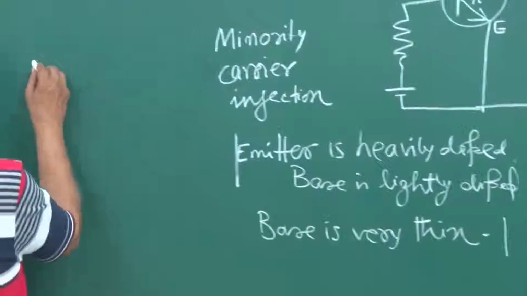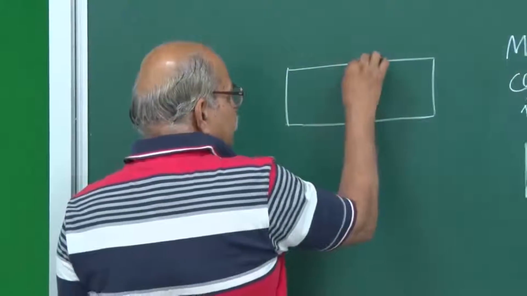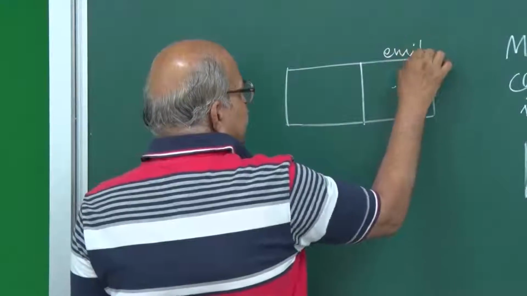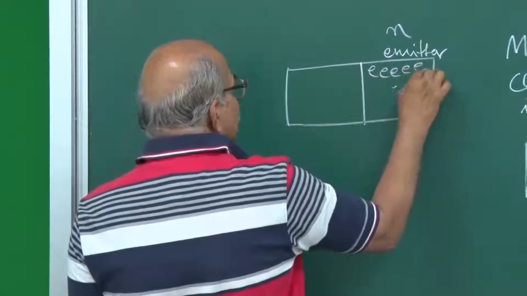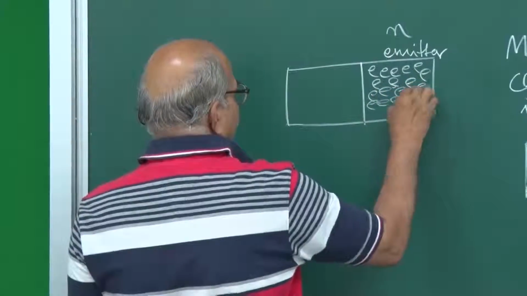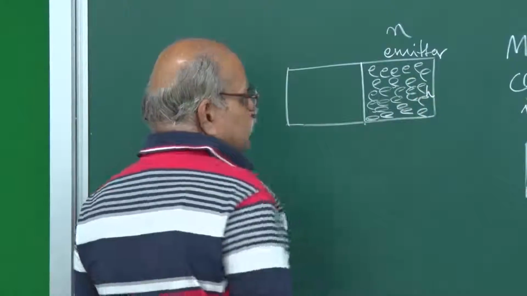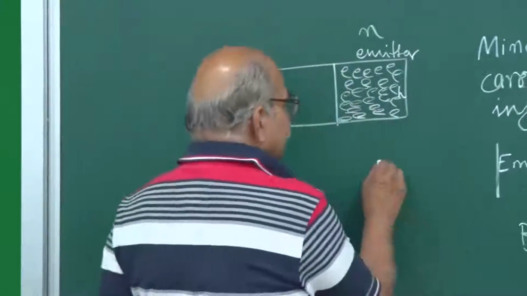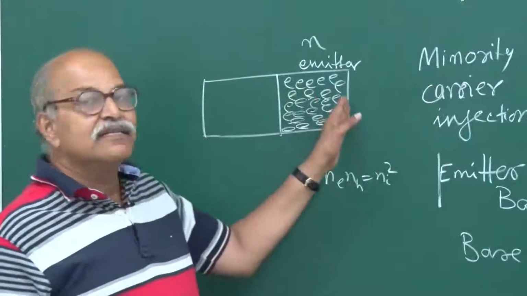So now the situation is something like this. First let us think of this first junction. This is emitter, which is N-type, which is heavily doped. That means a lot many electrons there. Lot many electrons are there. Very small number of holes. Remember, Ne into Nh is Ni square. Okay, Ne into Nh is Ni square. So if one is very large, the other is very small.